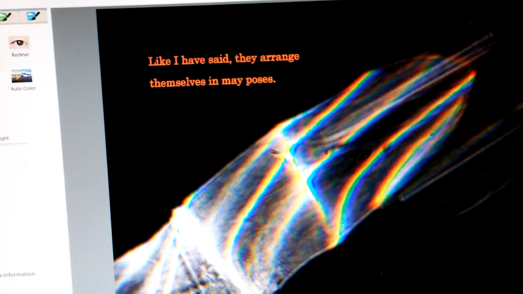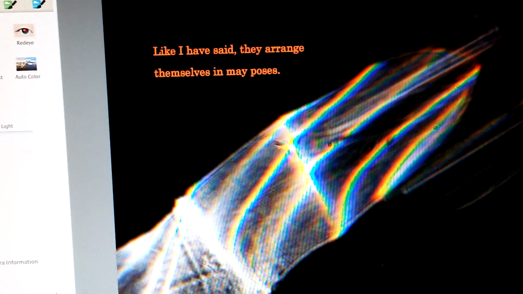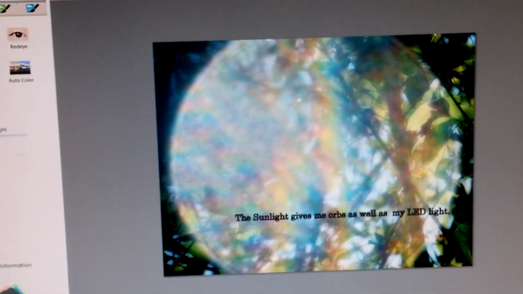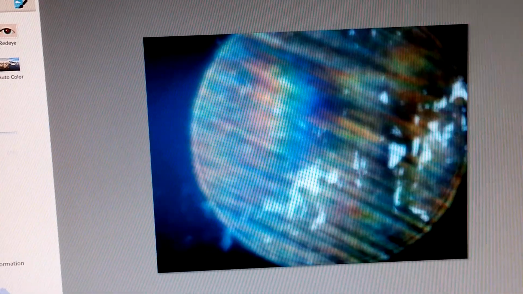What could this be? What a twist this one did. Like I have said, they arrange themselves in many poses. The sunlight gives me orbs as well as my LED light. So here are a few I've taken outdoors to show you what the ones from the sun look like.